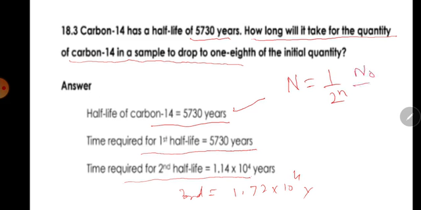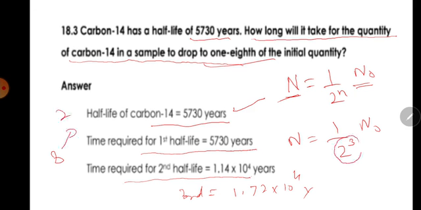This is the original, and this is what is left after first half-life or second half-life or third half-life. This is the generalized form of the equation. So 1/8 means N is equal to 1 divided by 2 power 3, N naught. 8 is 2 cubed, so this figure represents 8. So compare these two equations: 1 by 2 power n, N naught is equal to 1 by 2 power 3, N naught.